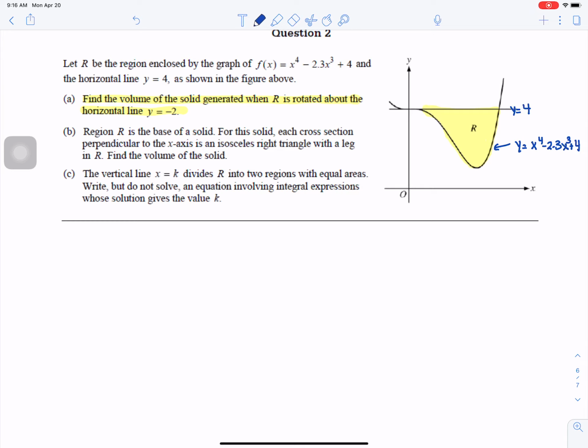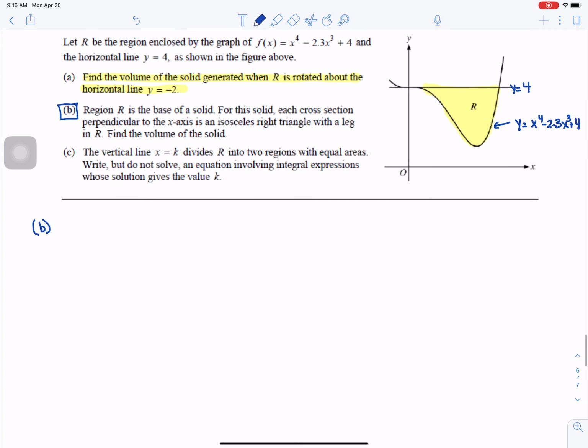So let's look at part B right now only. Region R is the base of a solid. So there's the base, and we're going to call that f of x minus g of x. So it'd be 4 minus x to the 4th minus 2.3 x cubed plus 4. Let's clean that up: 4 minus x to the 4th plus 2.3 x cubed minus 4. The 4's cancel out, and you're left with minus x to the 4th plus 2.3 x cubed.